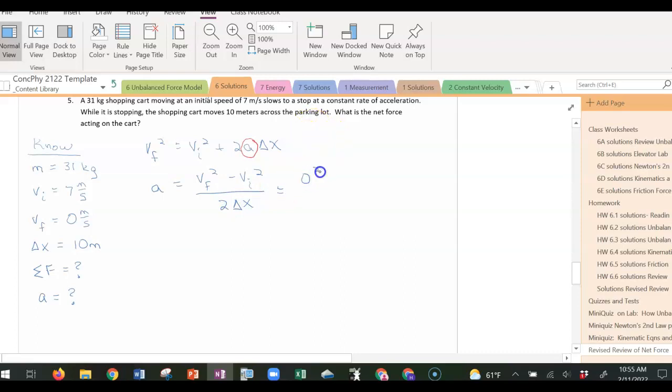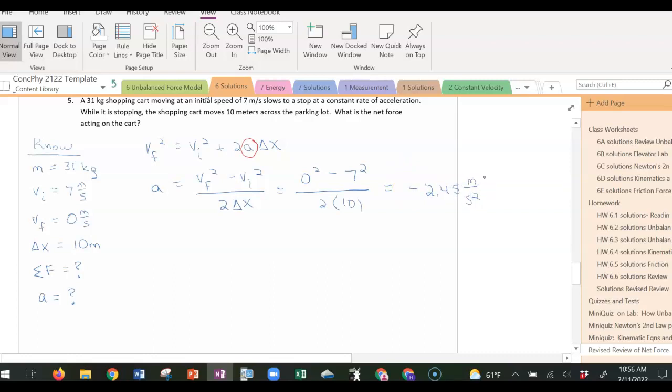Let's see. I almost plugged in the wrong number there. The initial velocity was 7. The displacement is 10. If you notice, there's nothing canceling my negative sign, so I'm going to get a negative acceleration. That's frequently the case when something is slowing down. And so I get negative 2.45 meters per second squared.